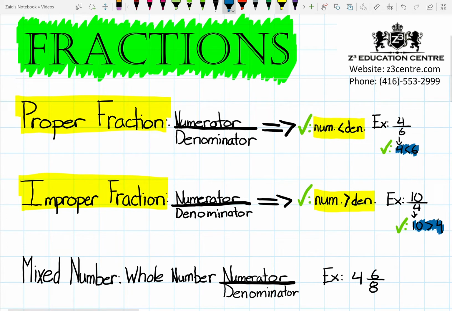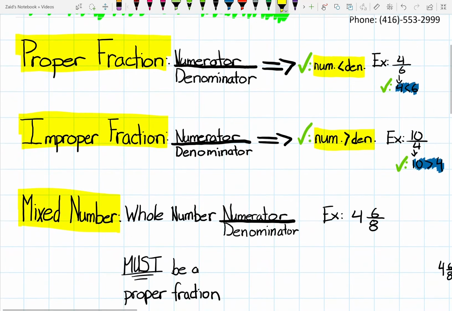And finally, our third type of fraction is mixed number. Mixed number is a different type of format. It's where we have a whole number with a fraction which has the numerator over the denominator. However, the fraction must be a proper fraction. So if you look at our example, we have 4, which is our whole number, and we have 6 over 8, which is our proper fraction, and we know that because 6 is less than 8.